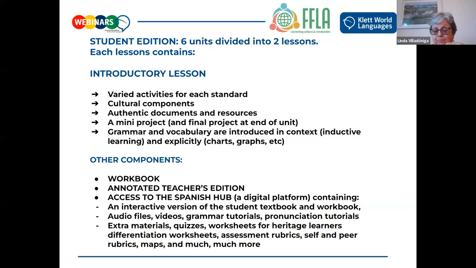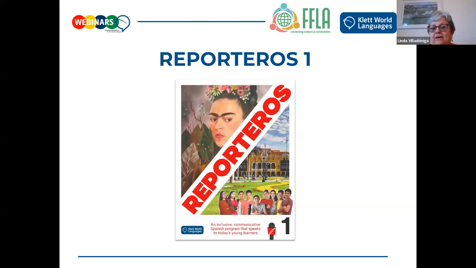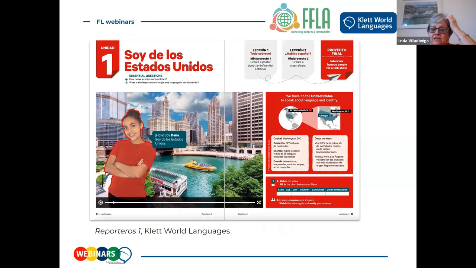Okay, let's take a closer look at Reporteros Uno. Again, this is the first level. This is the opening page to unit one, lesson one, a unit overview. You can see there's a final project and there are mini projects. For lesson one, they're going to create a poster about an influential Latina or Latino. Timing couldn't be better since Hispanic Heritage Month is September 15th to October 15th. Mini project number two, create a class album, a photo album type thing, a scrapbook. And the final project is to interview a famous person for a talk show.